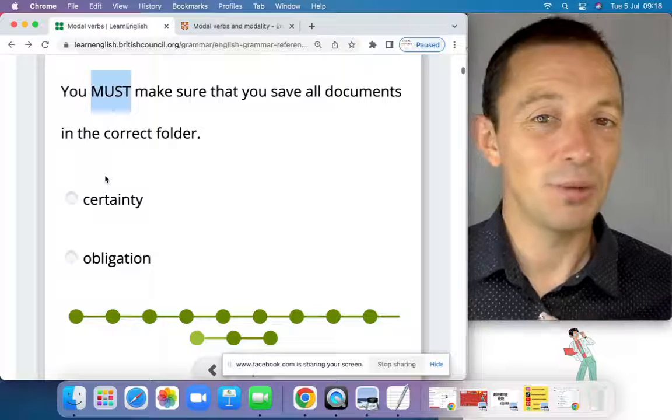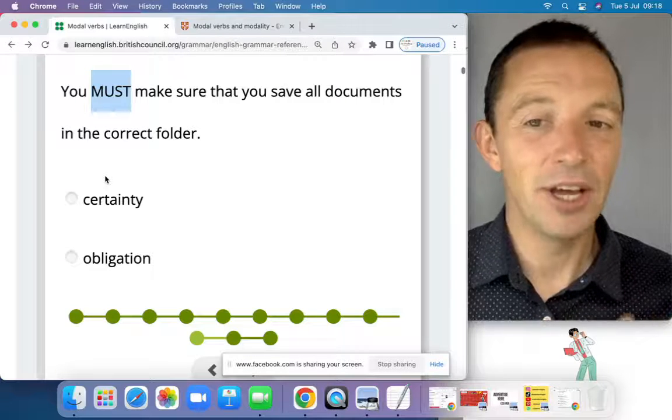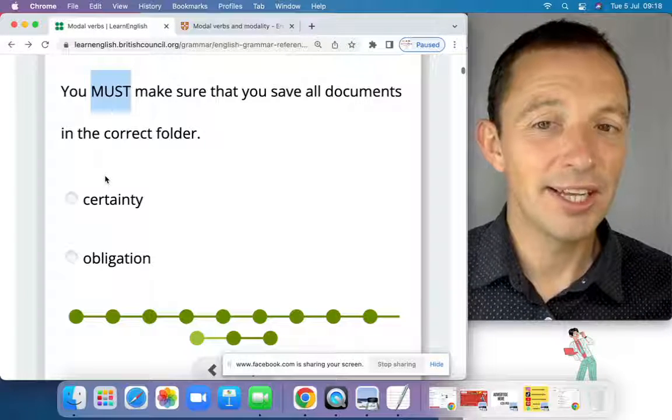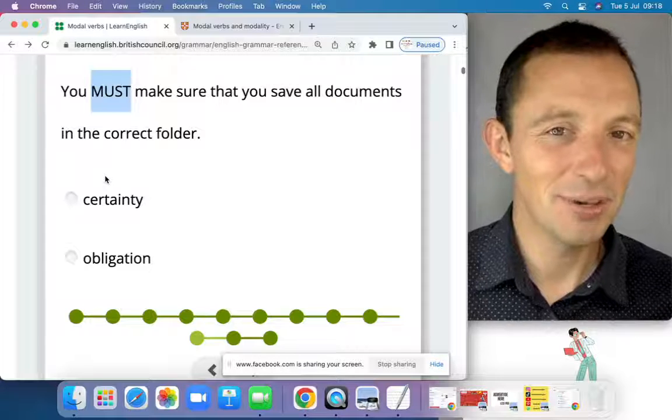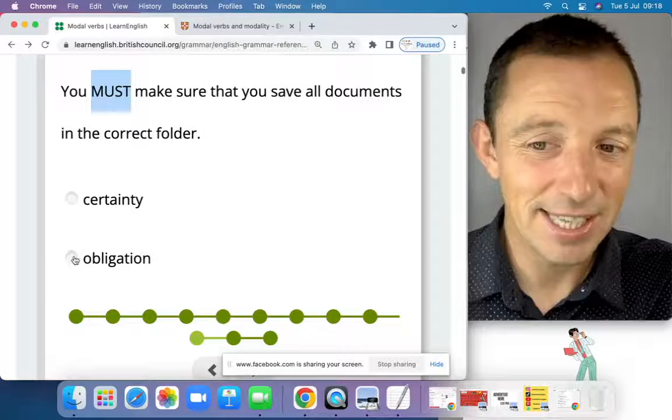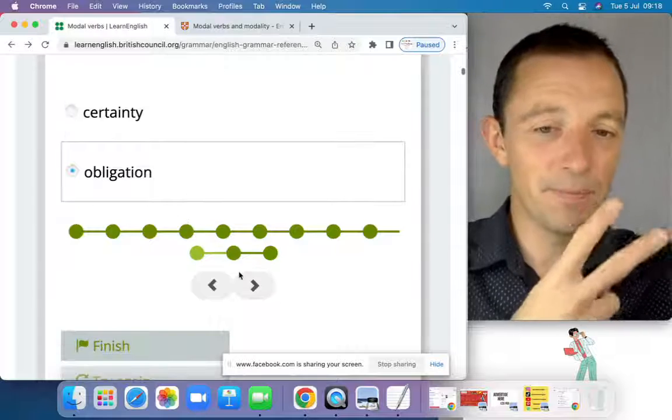The second possible way to say this is have to. You have to make sure that you save all the documents. You must make sure. So this case is obligation. 2 more.